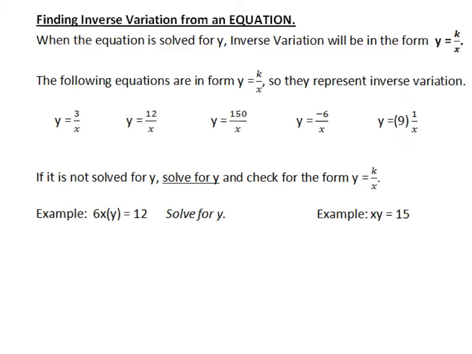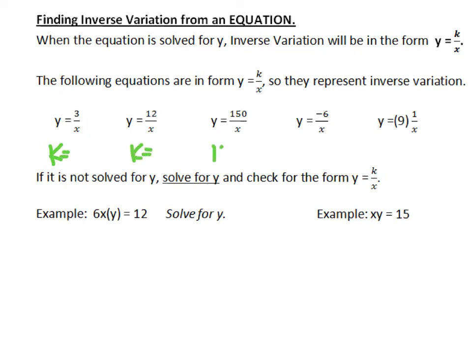Finding inverse variation from an equation. So when the equation is solved for y, which is essentially what we want, inverse variation will be in this form, y equals k divided by x. So the following equations are in this proper form of y equals k divided by x, so they represent inverse variation. What we're going to quickly do is identify what my k value is.